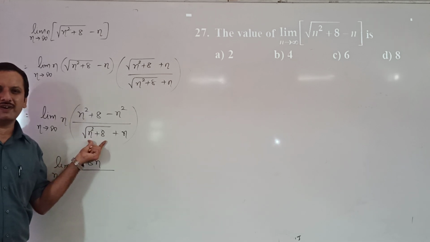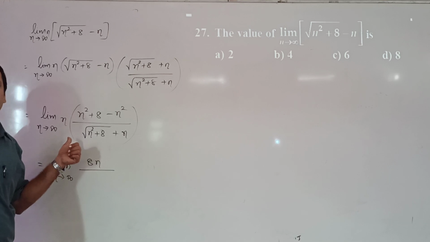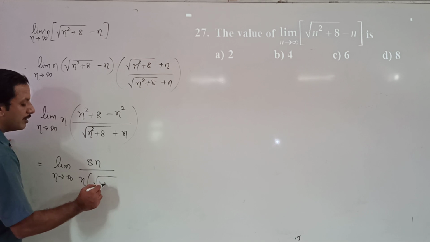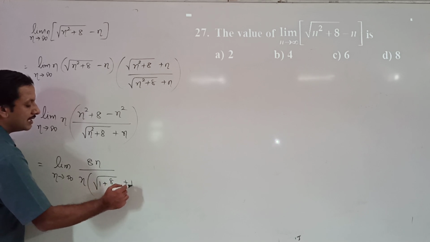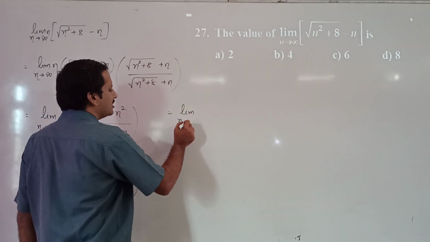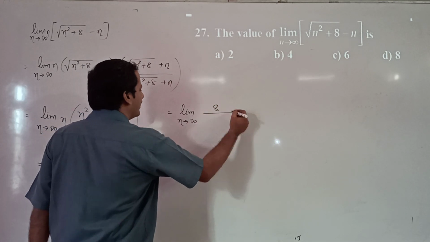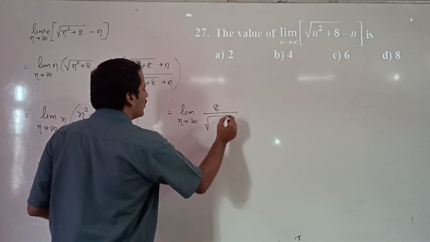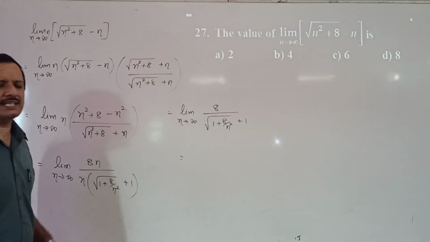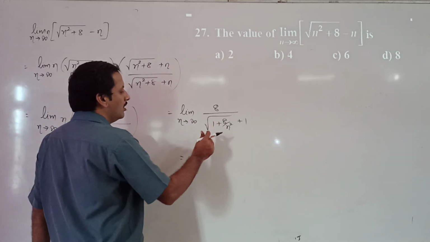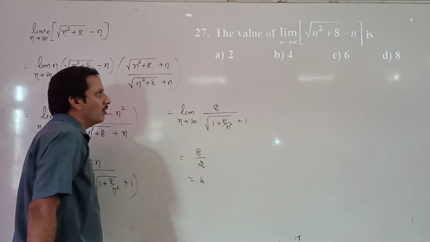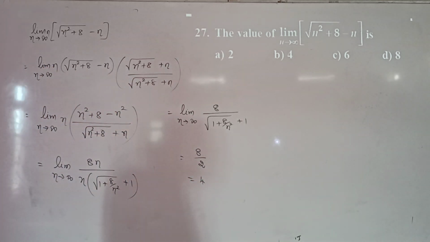take n square as a common factor. When n square goes outside the root, it will become n. After that I will take n as a common factor. You will have root of 1 plus 8 by n square plus 1. N gets cancelled. So this will give you limit n tends to infinity of 8 divided by root of 1 plus 8 by n square plus 1. Apply the limit as n tends to infinity. 8 by n square becomes 0. Root 1 is 1. 1 plus 1 is 2. So 8 by 2 equals 4. Second option is the correct answer.